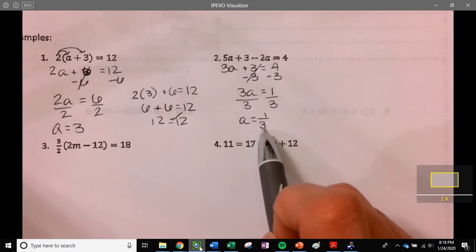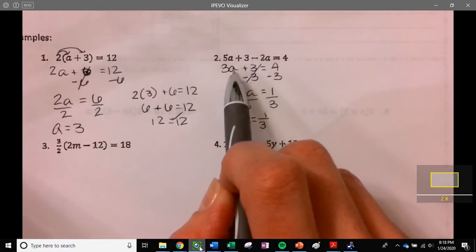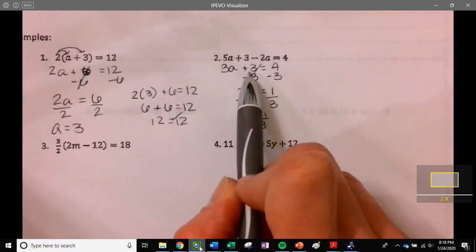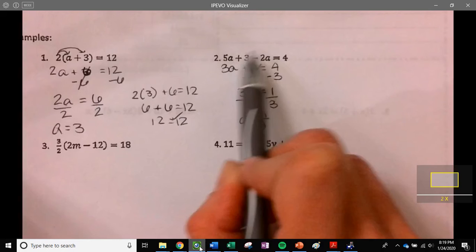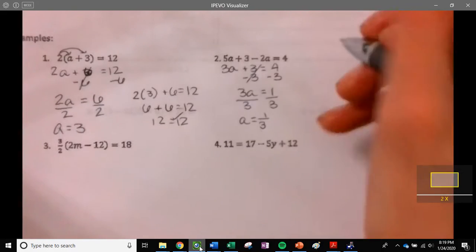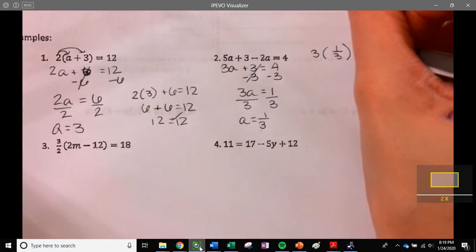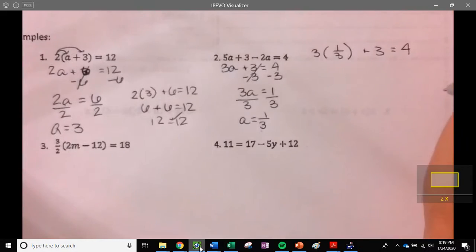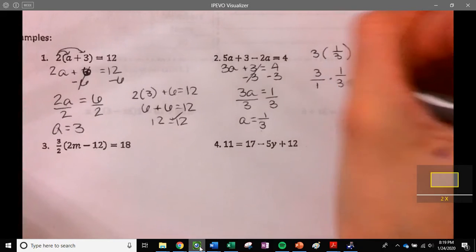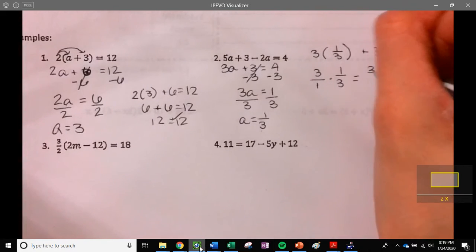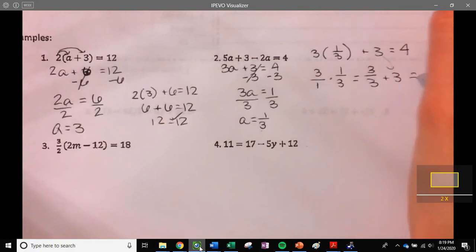All right, I don't need to do it up here. I can do it into the modified equation because 3a plus 3 equals 4 still has the same value as 5a plus 3 minus 2a. We still have the sum total same amount of a's. So I'll do 3 times 1/3 plus 3 equals 4. So 3 times 1/3 is the same thing as saying 3 over 1 times 1/3. And that equals 3/3. So 3/3 plus 3 equals 4.